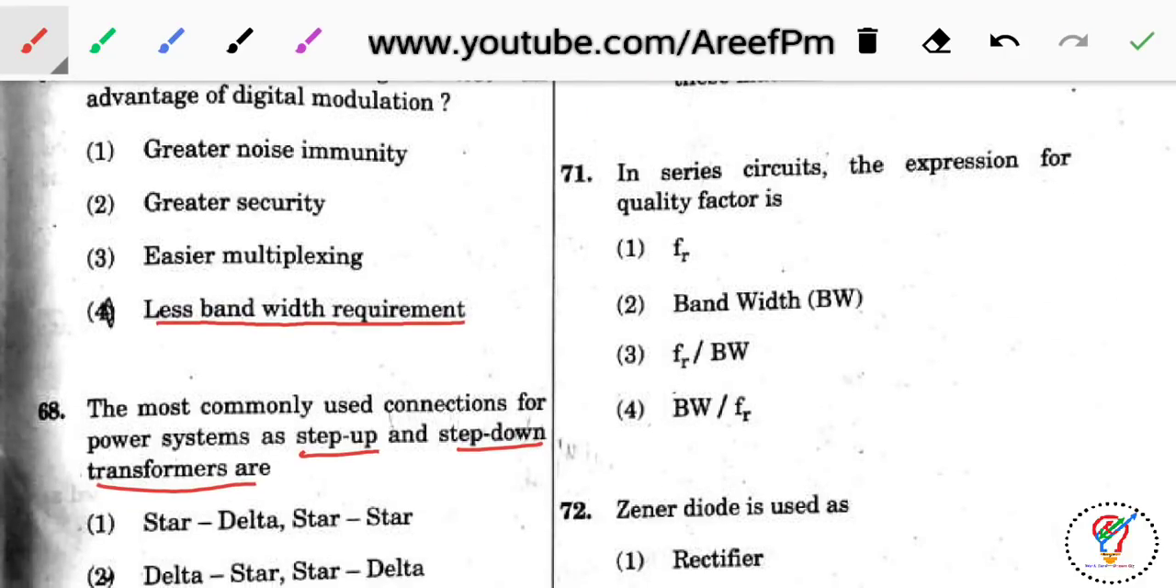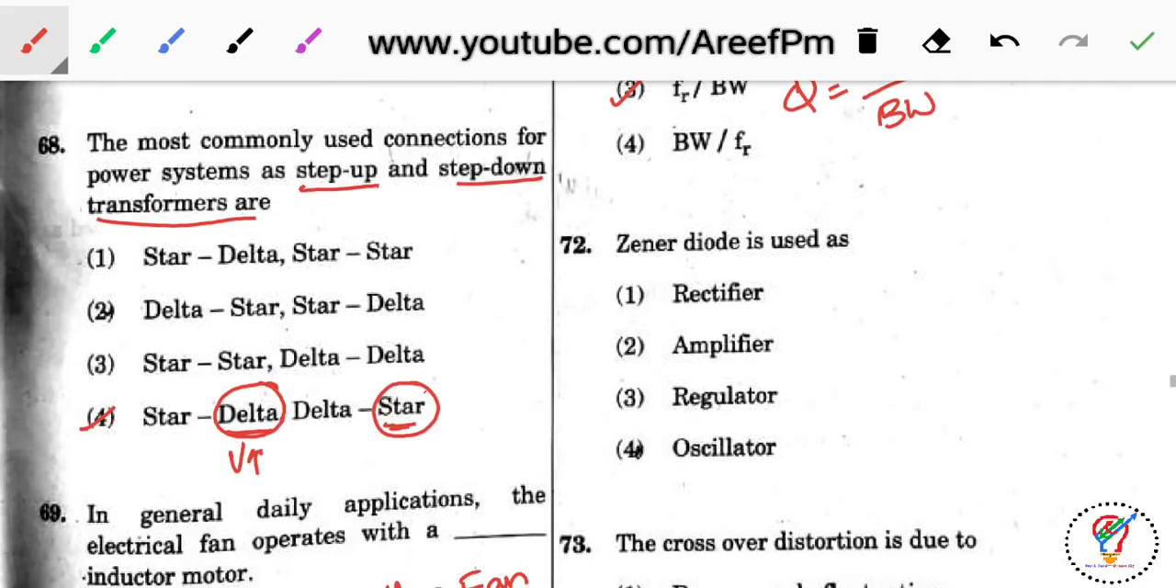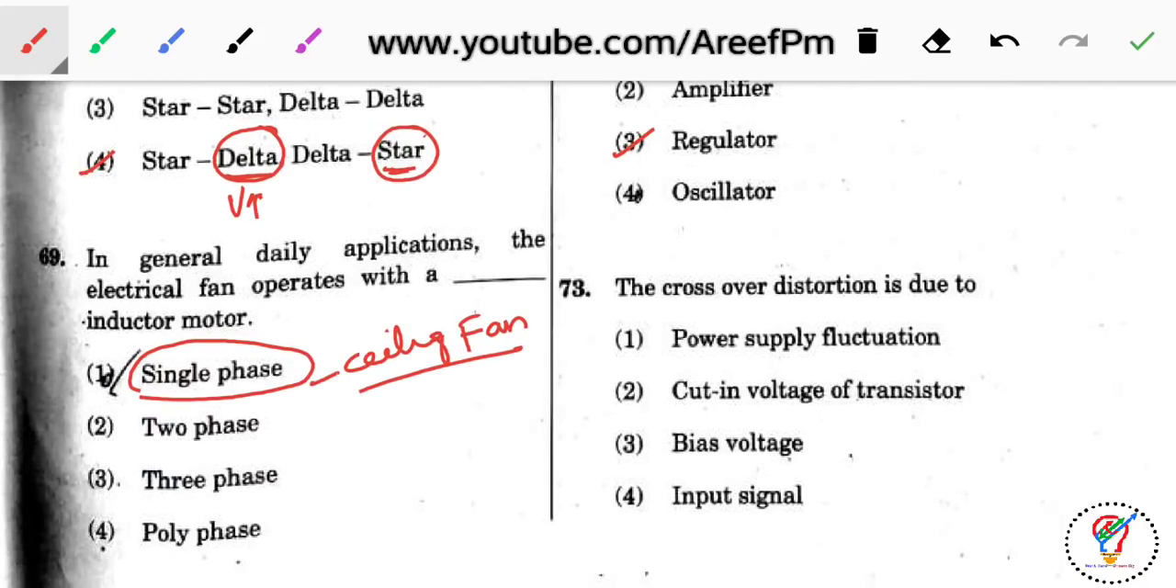Next one, in series circuits, the expression for the quality factor, that is the 71st question. Quality factor is the resonance frequency by bandwidth, so Q is equal to resonance frequency by bandwidth. Next one, 72nd question. Zener diode is used as a regulator here. Next question, 73. The crossover distortion is due to the cut-in voltage of the transistor. This crossover distortion especially happens in power amplifiers.